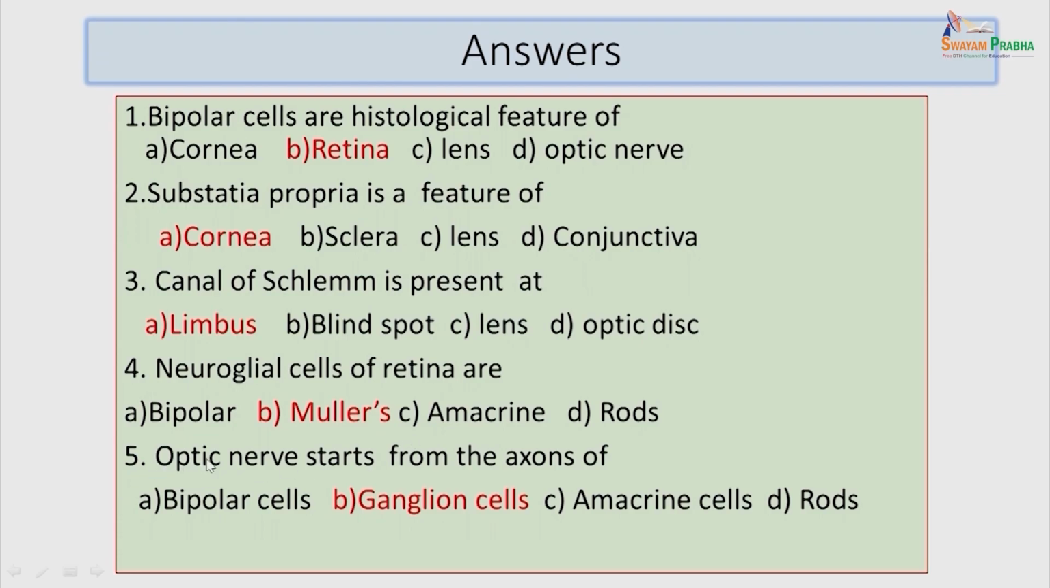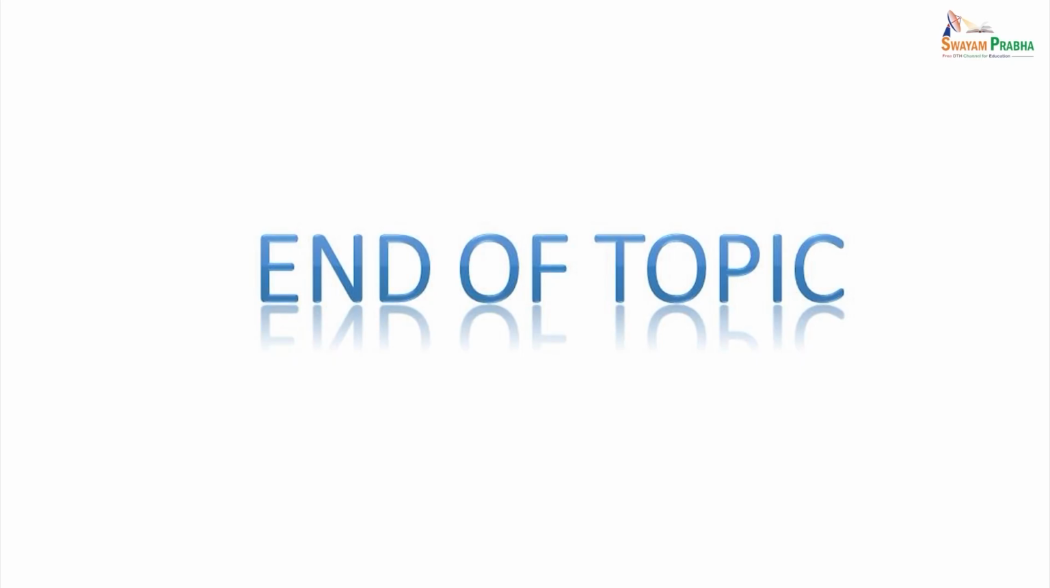Question number 5. Optic nerve starts from the axons of bipolar cells, ganglion cells, amacrine cells, rods. Ganglion cells will give rise to axons which will continue as the optic nerve. So, we are coming to the end of our discussion. We have discussed 3 topics: microscopic anatomy of cornea, sclerocorneal junction and the retina.